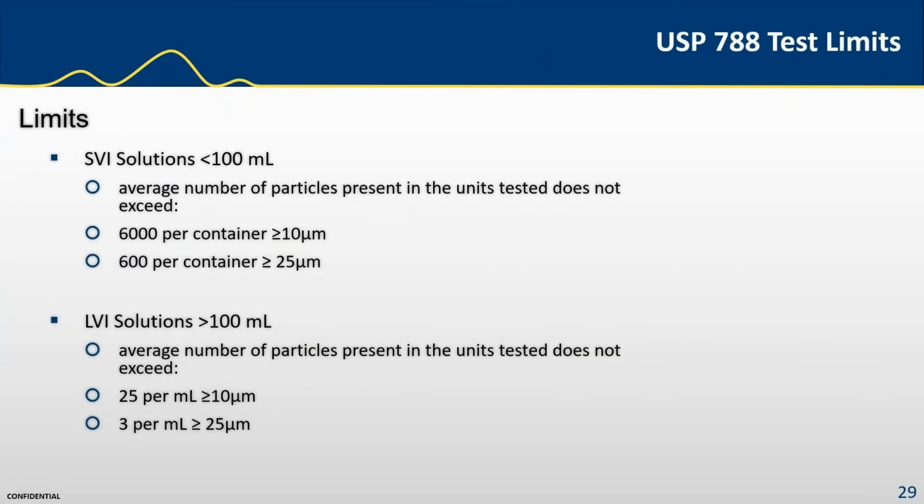Here we see the limits for small volume solutions and large volume solutions. In small volume solutions, less than 100 milliliter, the average number of particles must not exceed 6,000 per container for greater than or equal to 10 micron, or 600 per container for greater than or equal to 25 micron. For large volume solutions greater than 100 milliliter, the average number of particles present in the units tested does not exceed 25 per milliliter for greater than or equal to 10 micron, or 3 per milliliter for greater than or equal to 25 micron.